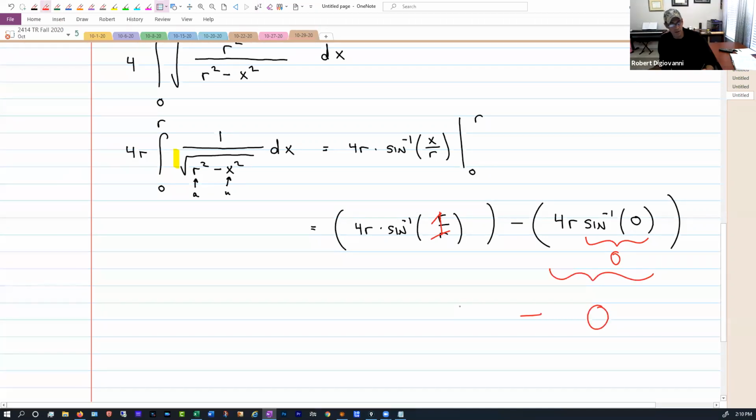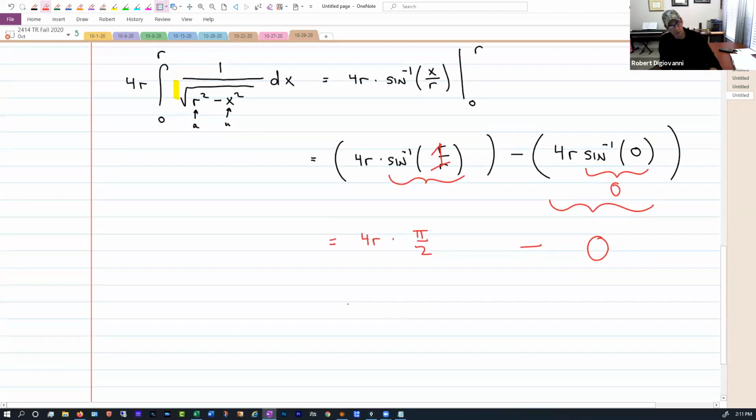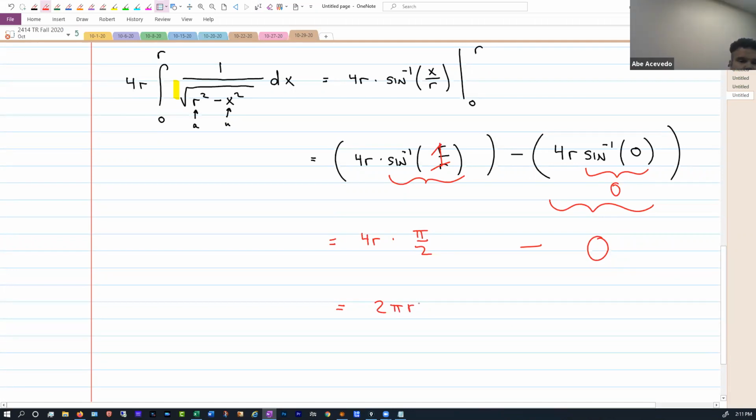So mine is 0. And now this is saying, where on the unit circle is your y coordinate 1? Pi over 2. So that's pi over 2. And so your answer is 2 pi r.